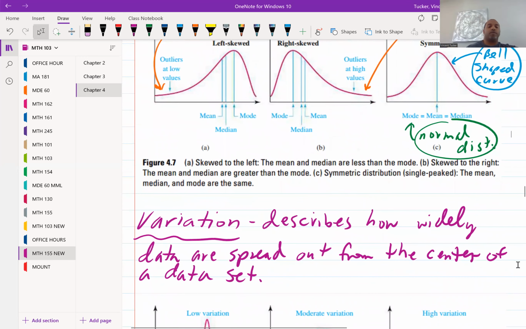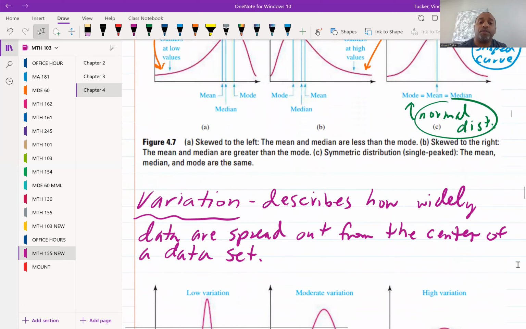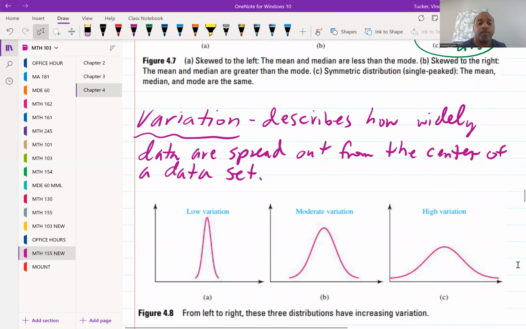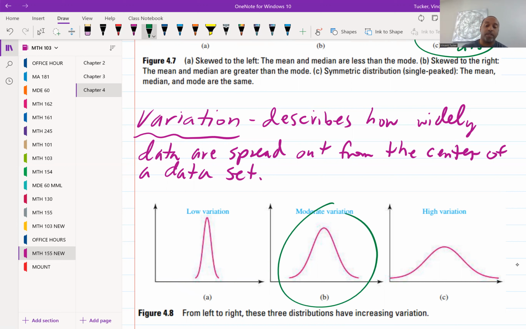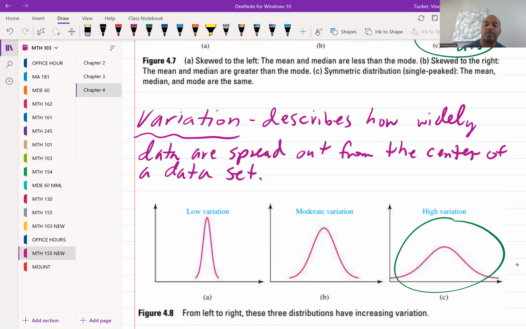All right, next thing is variation. Variation describes how widely data are spread out from the center of the data set. So here are a few sketches of distributions increasing in variation. This one is low variation, moderate variation, you see it get more spread, and then high variation is right here.